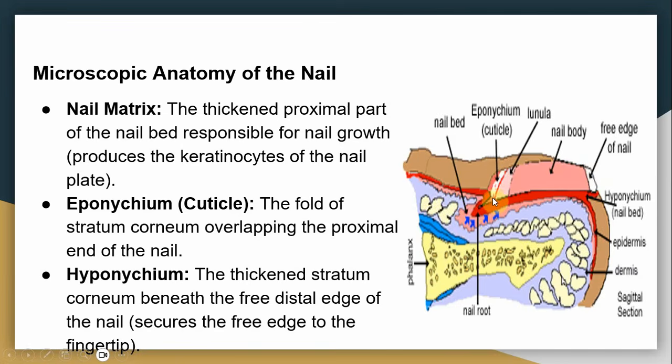This is the cuticle, the fold of the corneum overlapping the proximal end of the nail. Hyponychium, the thick stratum corneum that is beneath the free distal edge of the nail. This all red part is the hyponychium. This is present here. Okay. This is the stratum corneum layer, and this is beneath the free distal edge of the nail, and this secures the free edge of the fingertip. Okay.